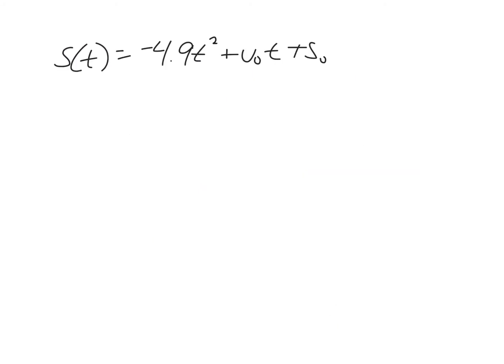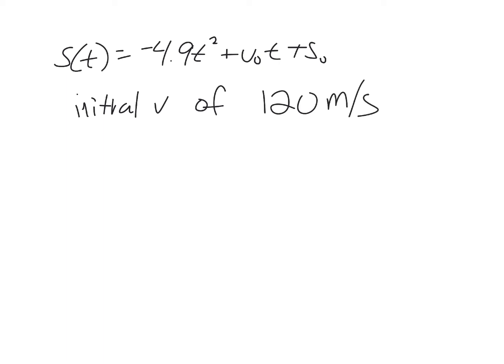All right, so let's say we have this position function for free-falling objects, and I'm giving you information such as we have an initial velocity of, let's say, 120 meters per second. What is the velocity after 5 seconds?